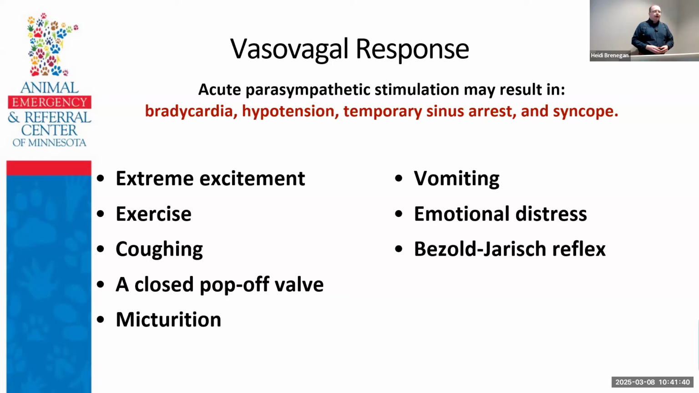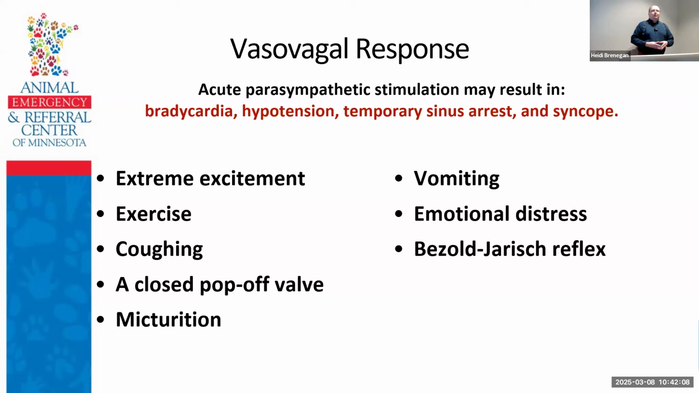We're going to talk about some of the sort of vagal responses now. A vasovagal response is an acute parasympathetic stimulation resulting in bradycardia, hypotension, sometimes short-term or temporary sinus arrest, and syncope. So if you've ever seen an animal that passes out after it vomits or passes out if it gets really excited, falls to the floor, that tends to be a vasovagal response.